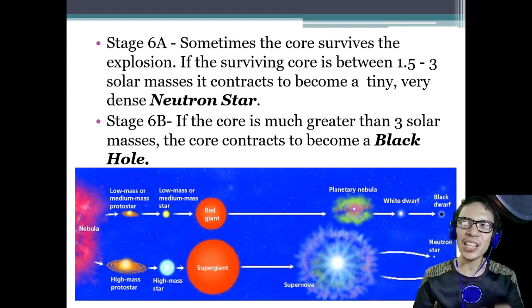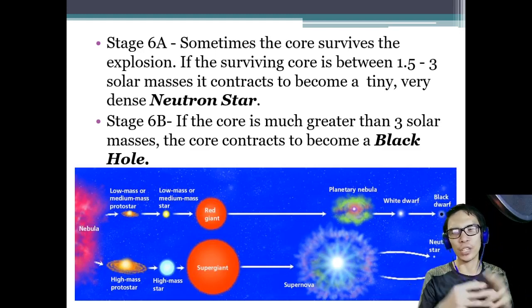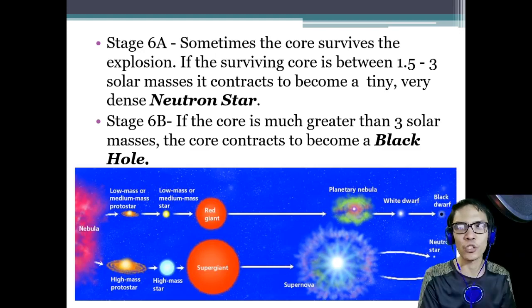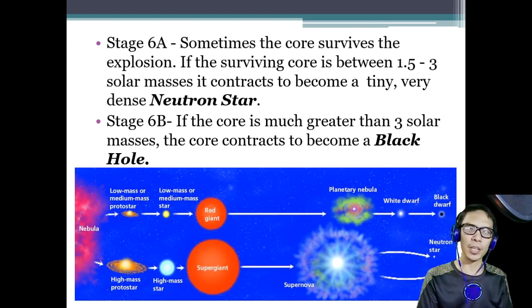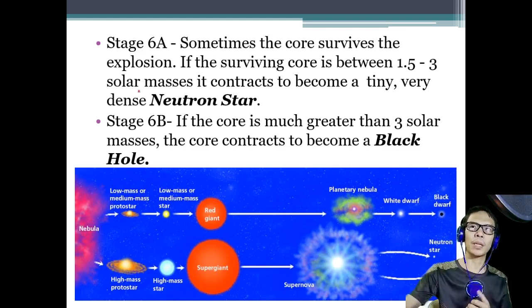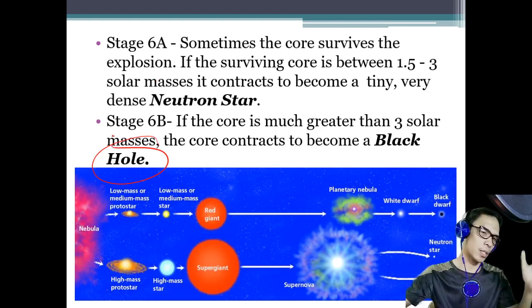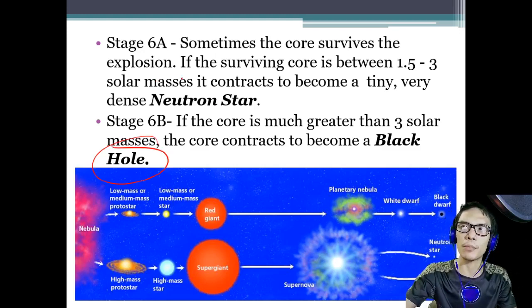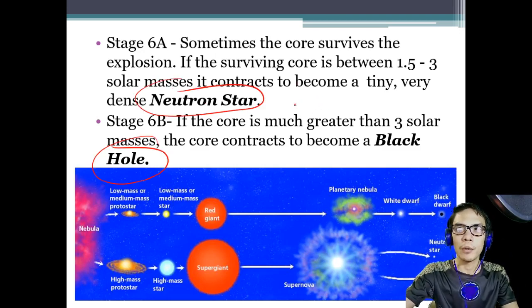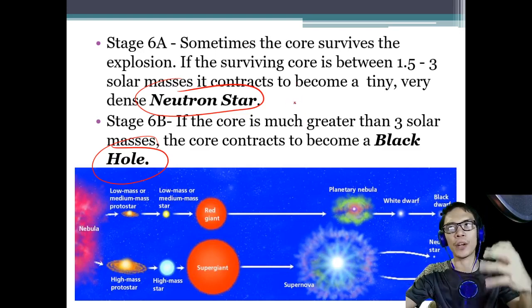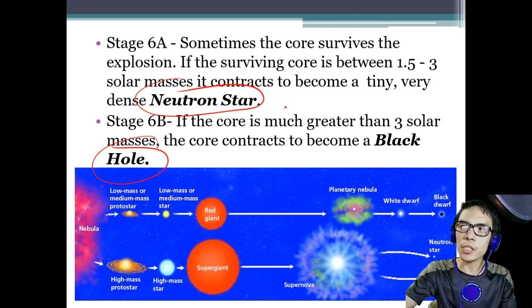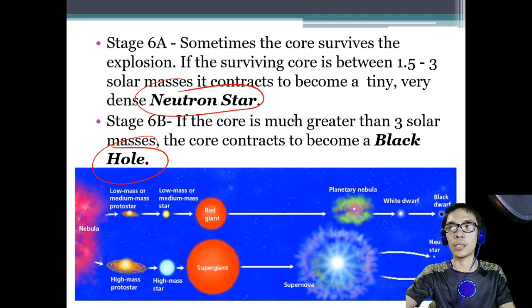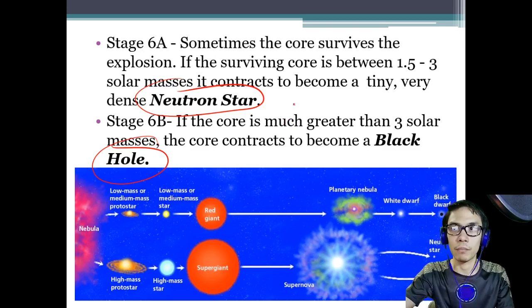Right, next, stage 6. After the stars continue to cook these elements inside and undergo supernova, stage 6 depends on what kind of star it is. If the star is highly massive, it becomes a black hole. And when the star is about 3 times larger than the sun, it becomes a neutron star. A neutron star is a very dense star. Let's put some reference here: a neutron star is about the same size as Earth.